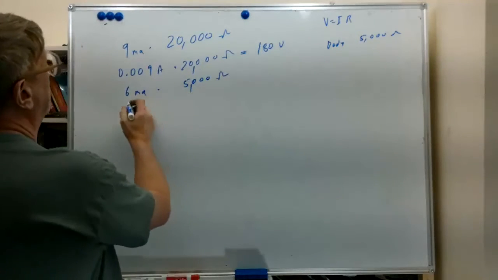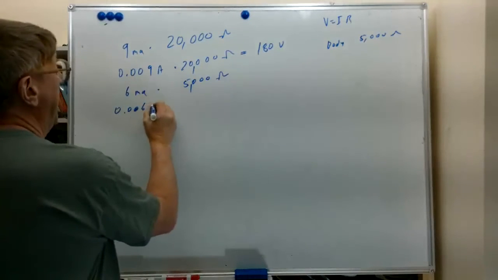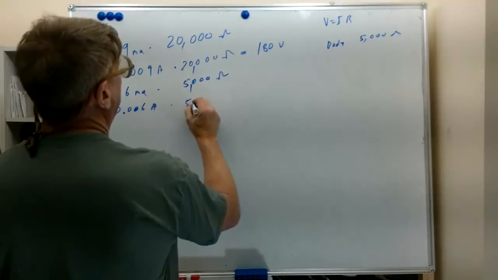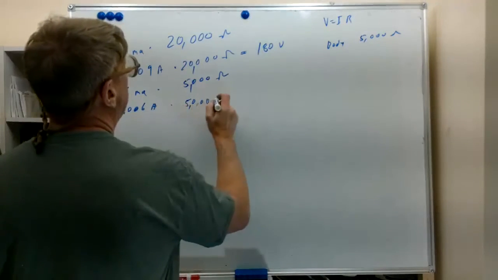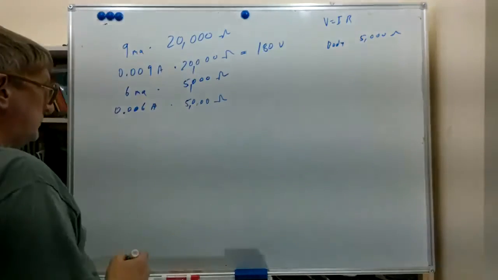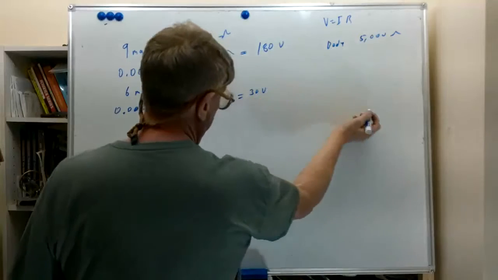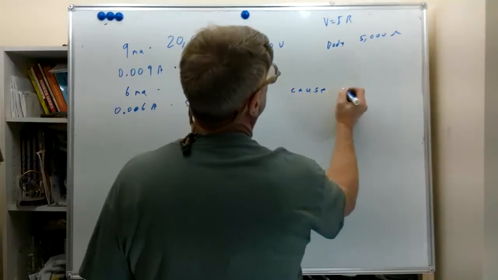Well, let's do this. 6 milliamps as amps is 0.006 amps. And we're going to multiply that times 5,000 ohms. Then it might take as little as 30 volts to cause you to not be able to let go.